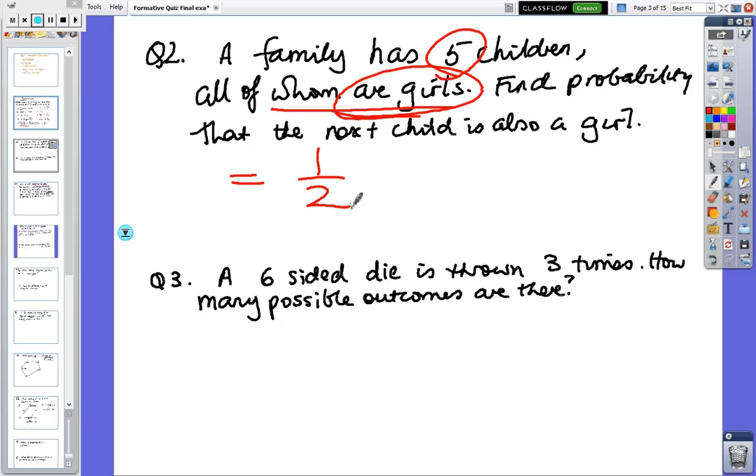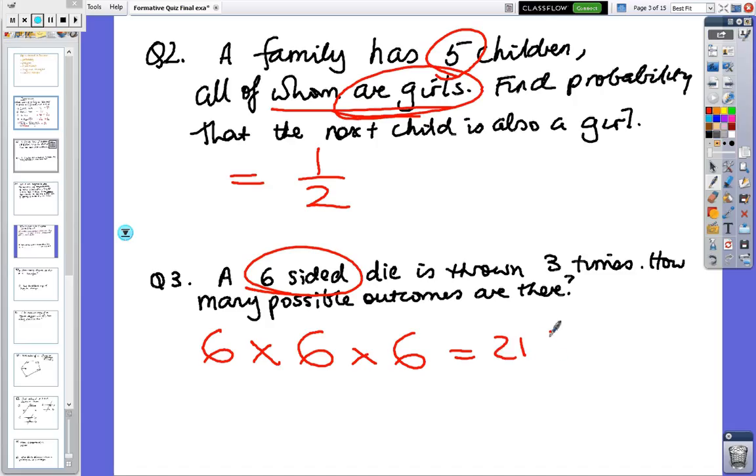Okay, so when you're throwing dice, when you throw the dice the first time, there are 6 outcomes. And when you throw the dice the second time, there's another 6 outcomes. So we're multiplying because they're independent events. And then when we throw it the third time, there's another 6. So the answer is 216.